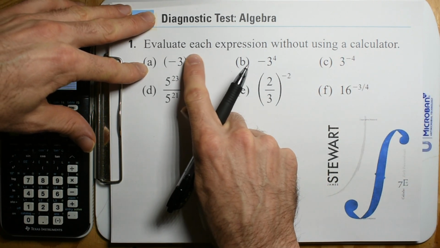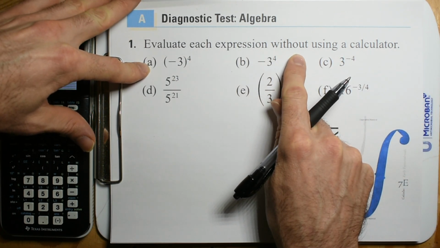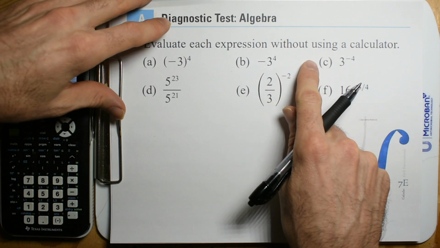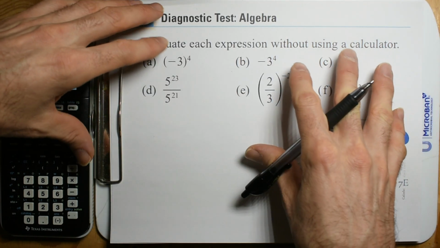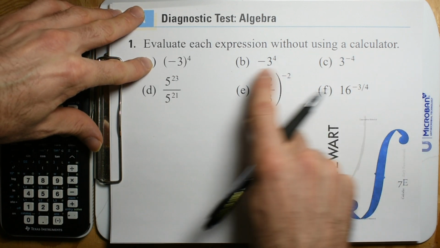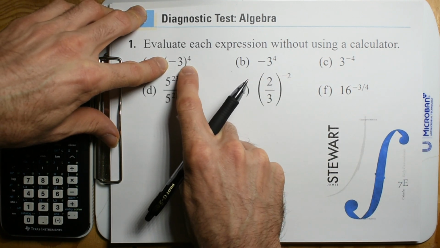Alright, hell yeah. So we're going to evaluate each of the expressions. I just thought for all of them it says don't use calculators. I think for the most part, we're not going to use calculators. So hell yeah. So what is negative 3 to the fourth?